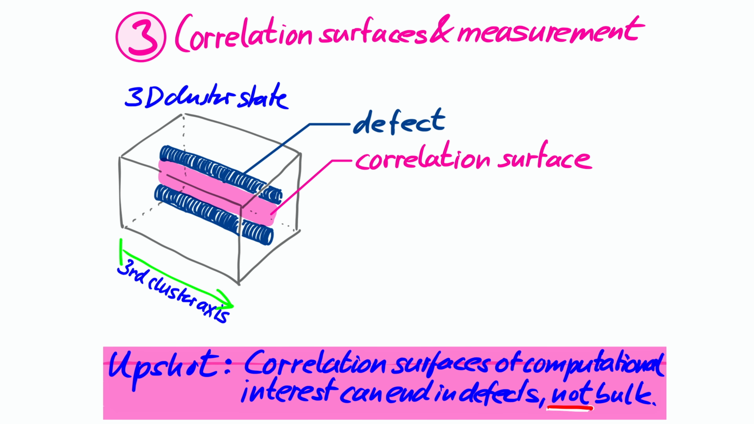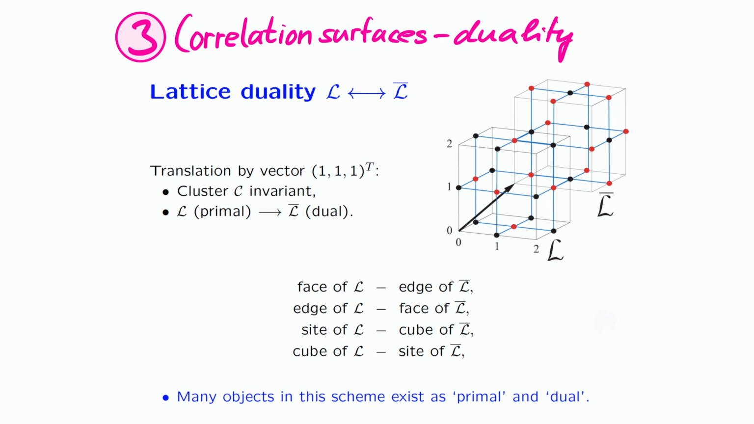The upshot is, correlation surfaces of computational interest can end in the defects but not in the bulk. We are almost there, but there is one more thing to explain about the correlation surfaces. When we translate our lattice by half a lattice constant in either direction, then we map the cluster state to itself. However, the cell structure is not mapped to itself, as a corner becomes a center, an edge becomes a face, and so on and so forth.